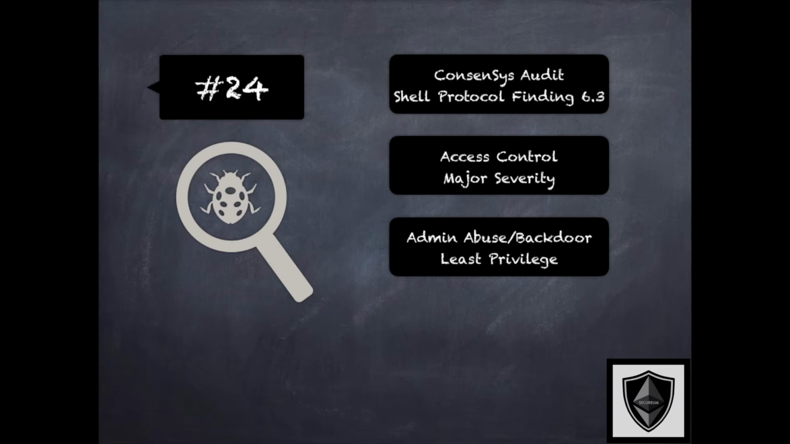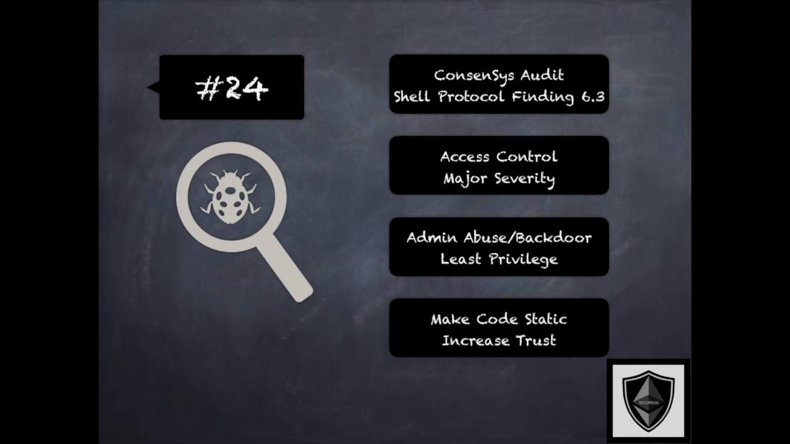Also, the function safe approve allowed the administrator to move any of the user's tokens in the contract to any address, which could be used as a backdoor to completely drain the contract. The recommendation was to remove the safe approve function and improve users' trust by making the code static and unchangeable after deployment.